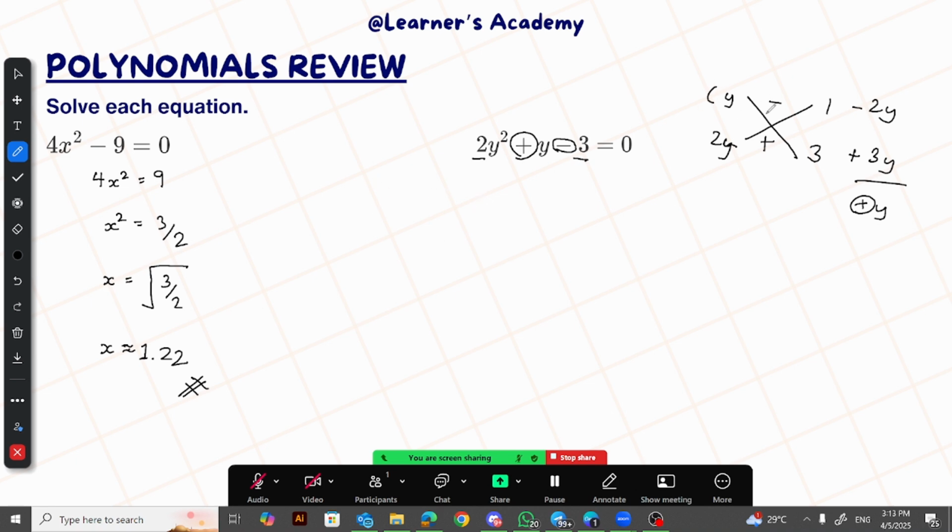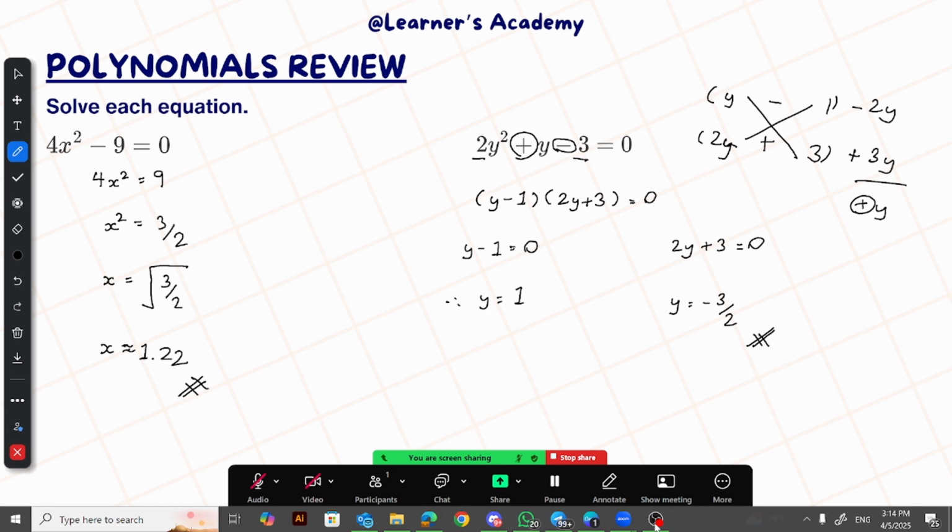So we got two equations from this single equation, and we can write it as y minus 1 multiplied by 2y plus 3 equal to 0. And we separate those two equations: y minus 1 equal to 0, and 2y plus 3 equal to 0. That will leave us with the answers y equal to 1 and y equal to negative 3 over 2. And that's it. Alright, let's move on to the next question.